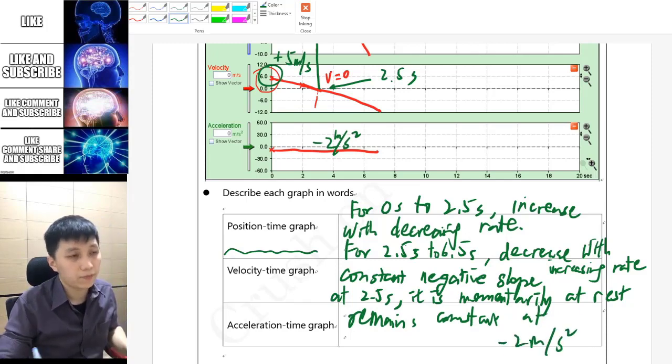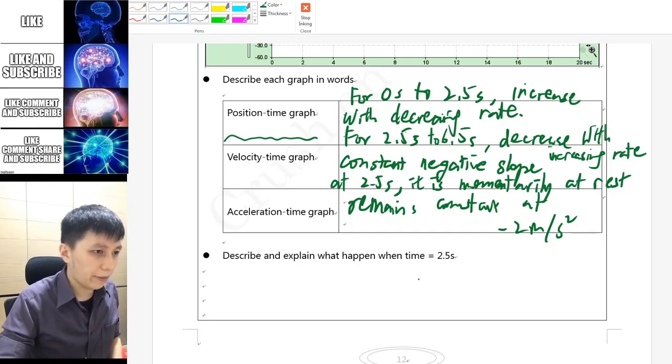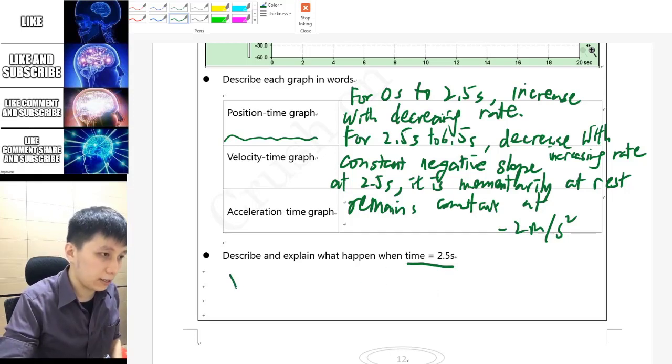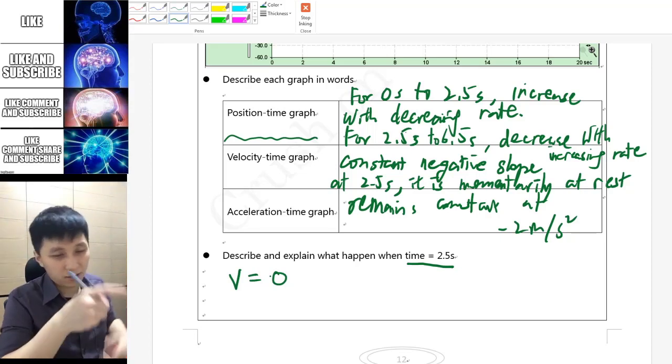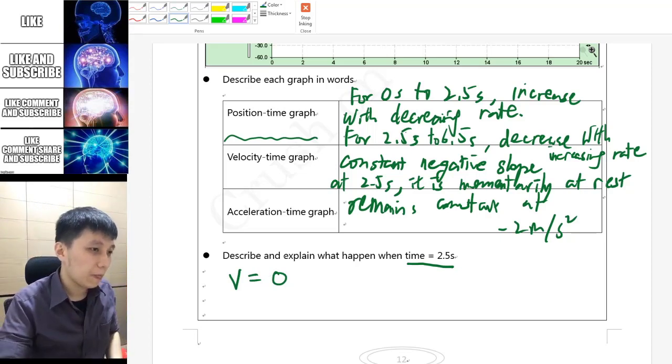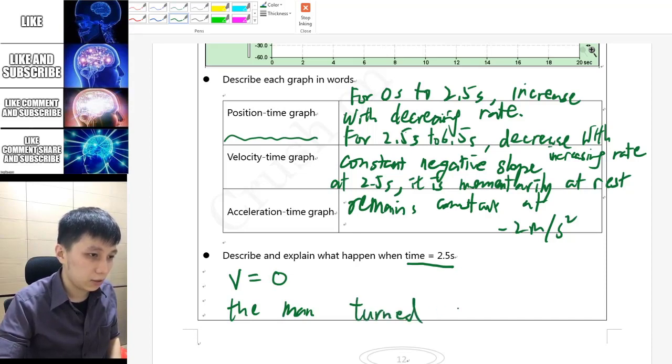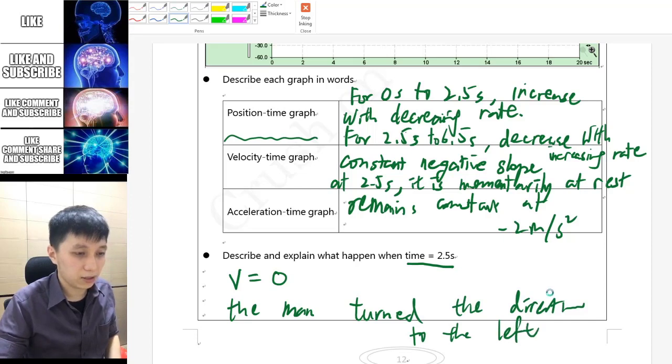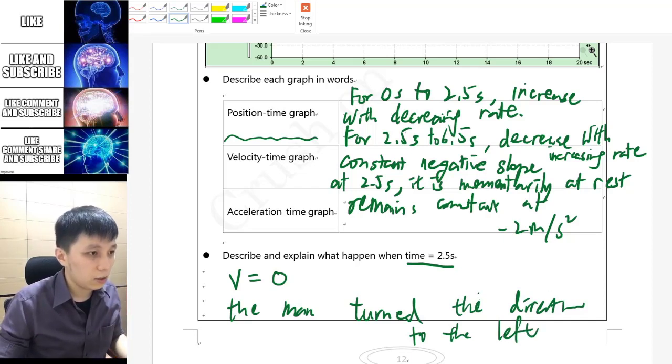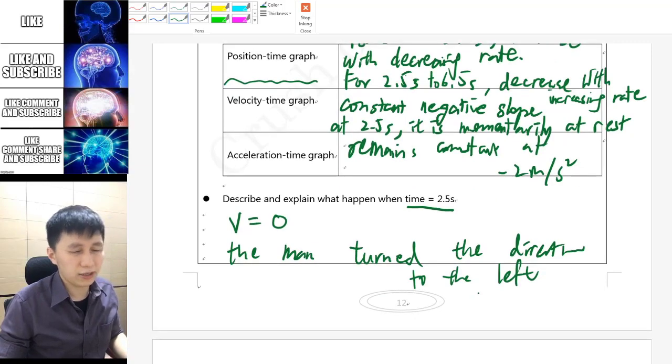meter per second square. For the last question, I think I basically answered already. When time equal to 2.5 seconds, what happened? So that is obviously when velocity becomes 0. So you can use the words, don't just write v equals 0, right? Write the words: velocity becomes 0. And you can also say the man turned the direction to the left, right? Because this is the point of returning to the left. And yeah, I think that's all we can say about it.